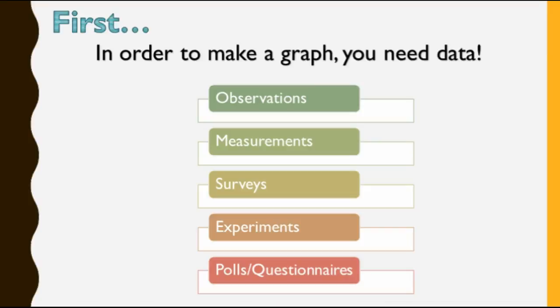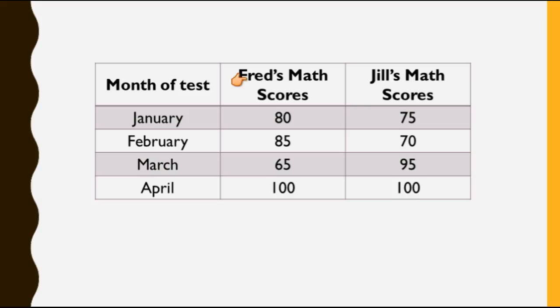Okay, so now for my next graph, I just basically made some observations and a little bit of measurement. So we are looking at test scores for 2 students, Fred and Jill. We're going to look at both of their scores. And these were in the months of January, February, March, and April. And you can see their scores, and you can understand this data. But if you want to see a pattern over time, a line graph is the way to go.